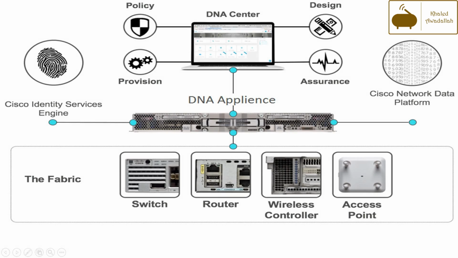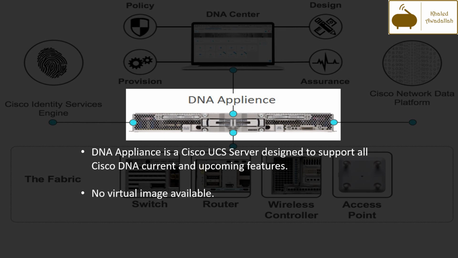The fourth and last part of this episode is about DNA Center components. What are the components of this complete solution? We have many components of this complete solution. We have the DNA Center appliance itself. It's a UCS server designed specially by Cisco for DNA Center. It has some special hardware, and there is no virtual image of Cisco DNA Center. So you must buy this appliance, and we will talk later about the part numbers of this appliance and the hardware specs.